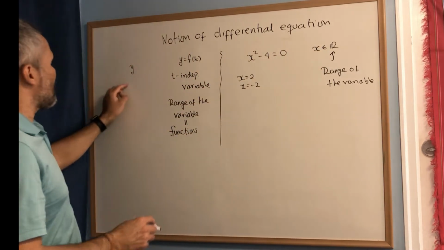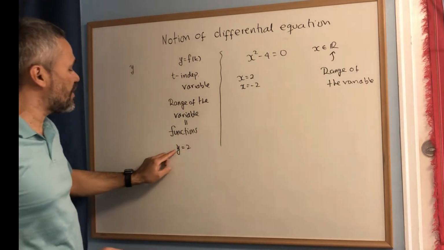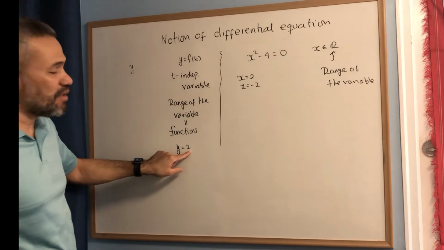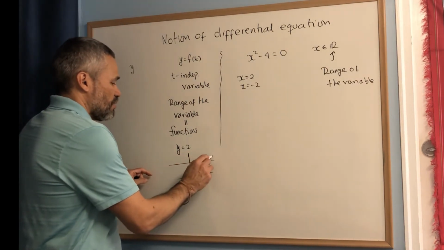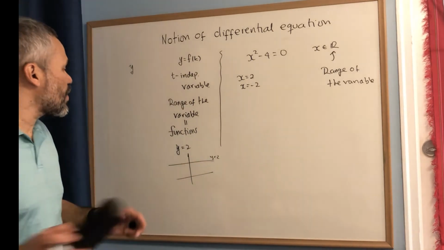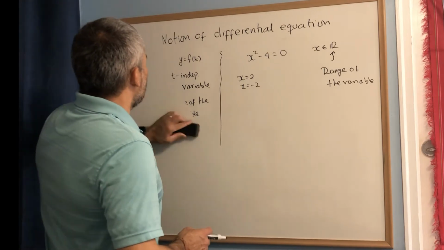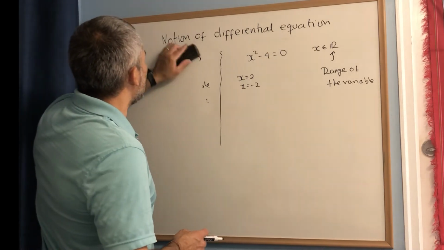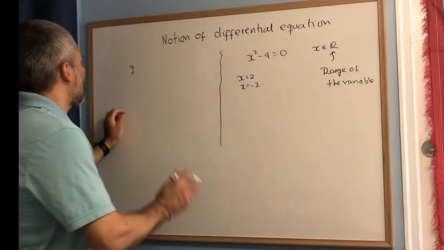Even when we write y equals 2, this doesn't mean y is equal to the number 2. It means y is the constant function 2, right? When we have a differential equation, we are always looking for a function. But not every time that we are looking for a function, we have a differential equation.